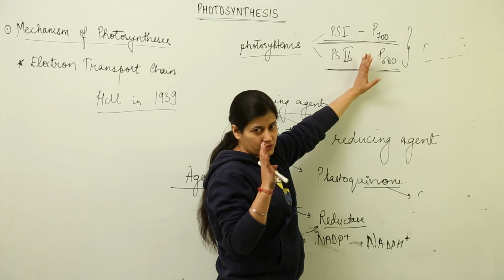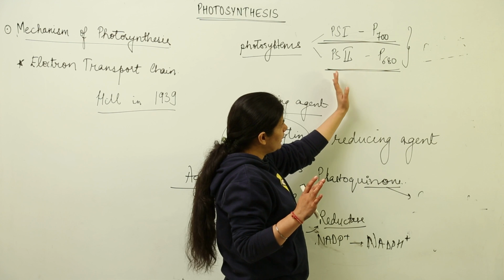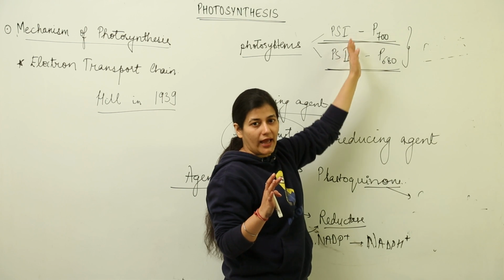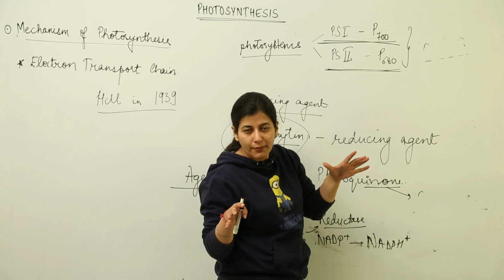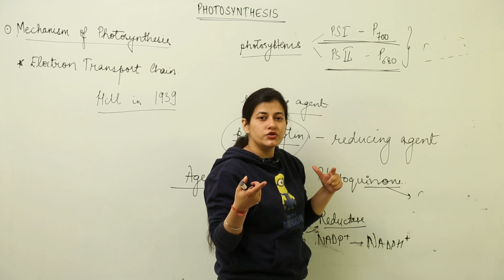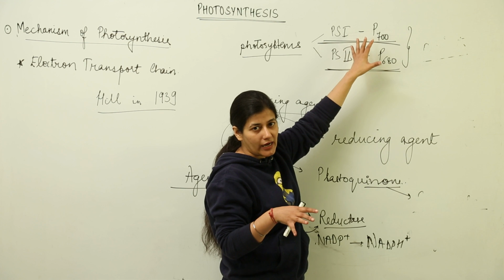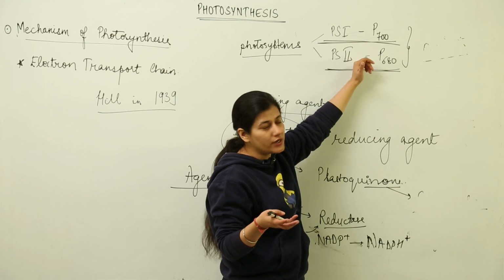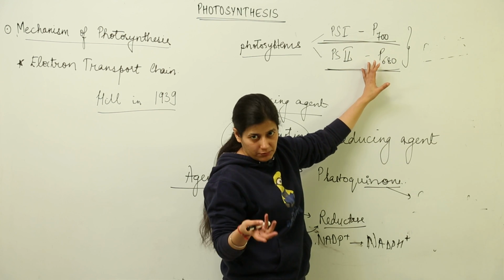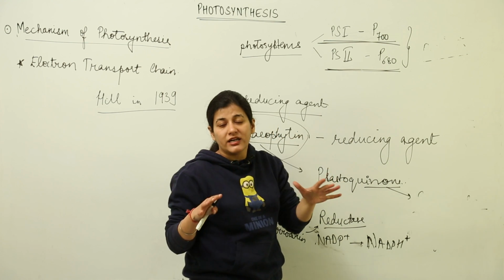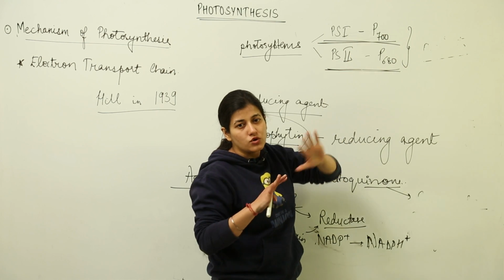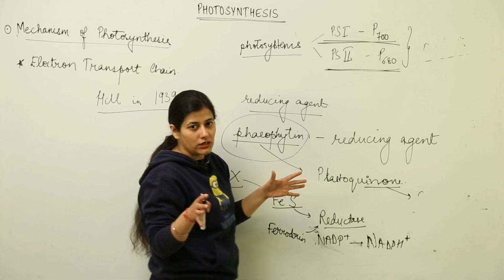Over here, I would like to tell you one thing, that the naming of these photosystems 1 and 2 has nothing to do with numbering. They have been named according to the time at which they were discovered. Photosystem 1 was discovered earlier and photosystem 2 was discovered later on. That is why they are named this way. Otherwise, this naming and numbering has no particular influence or role in the process.